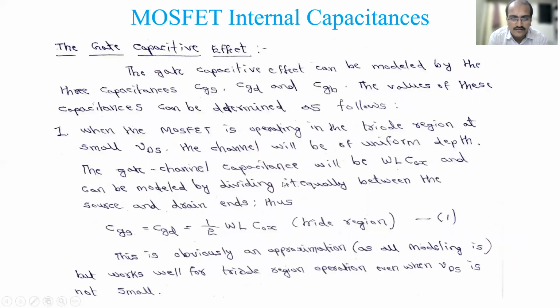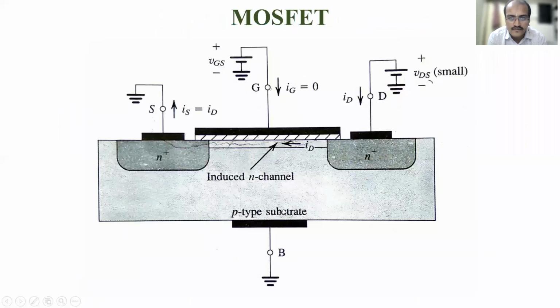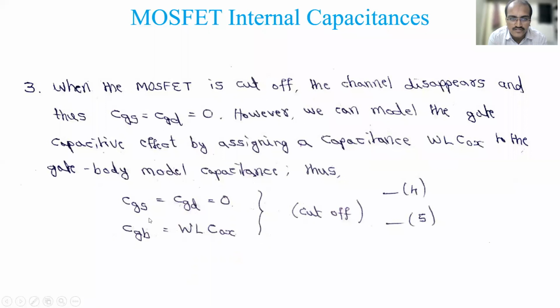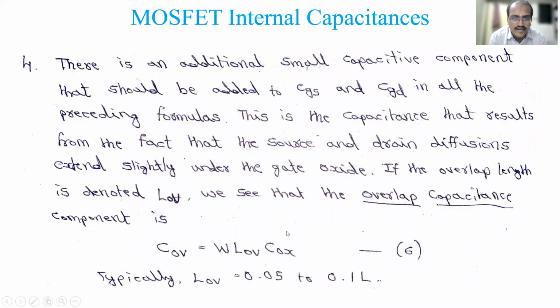For the triode region, the gate to source and gate to drain capacitance will be equally shared. When it is taking a tapered shape, CGD will be 0 and CGS will be 2/3 of WLCox. In the cutoff region, the gate to source and gate to drain will not have any capacitance value, whereas the gate to body, that is the 4th terminal, will have WLCox as the value. Along with these capacitances, there is an additional capacitance called overlap capacitance, given by this formula, which will be added to all the preceding formulas in your calculation.